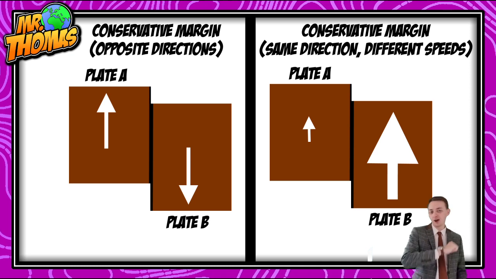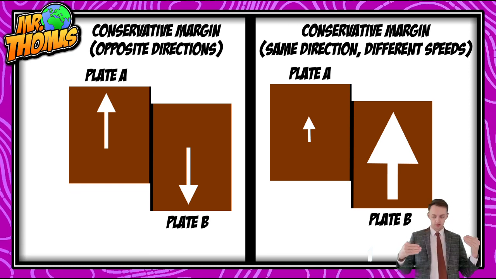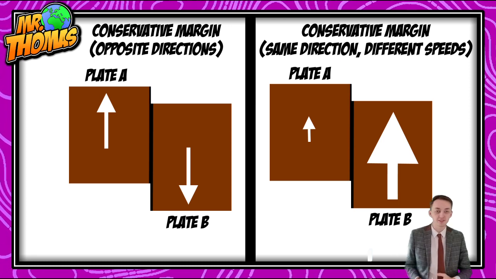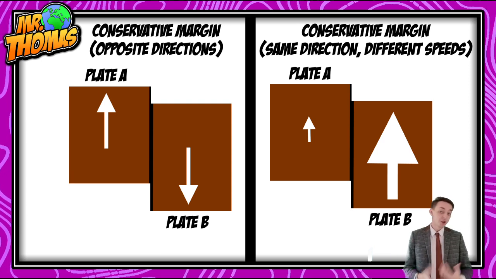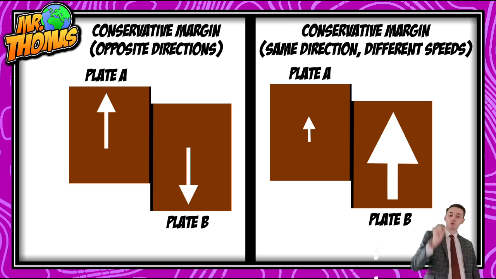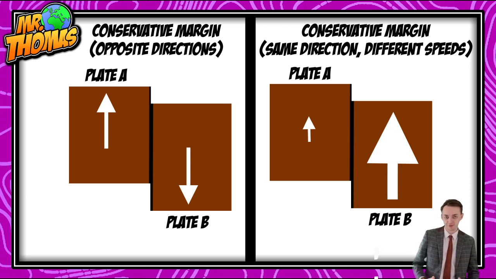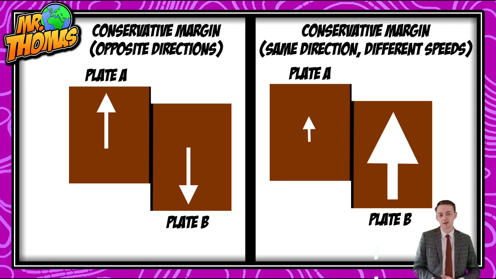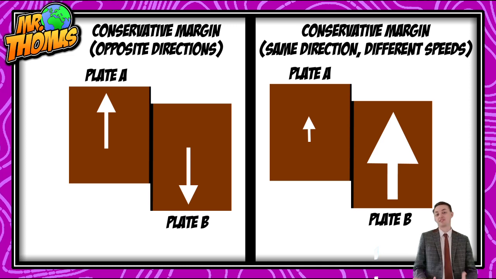Thirdly, at a conservative plate margin, 2 tectonic plates either move away from each other in opposite directions, sliding past each other like little slithery snakes, or they move in the same direction, I don't know how to do this with my hands, at different speeds. A really good example of a conservative plate margin would be the San Andreas fault line in California, USA, where the slower North American plate is sliding in the same direction as the much faster Pacific plate.